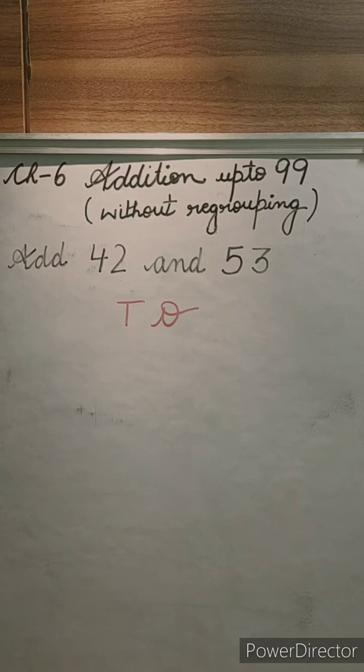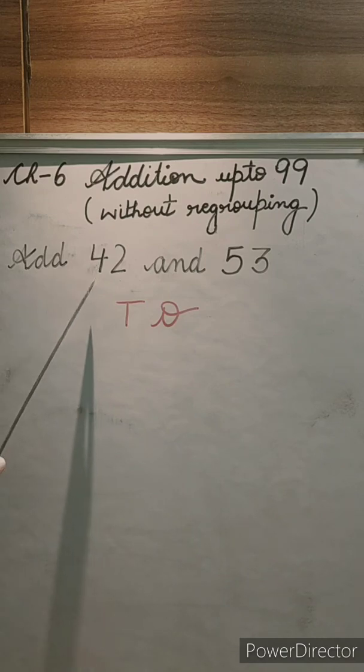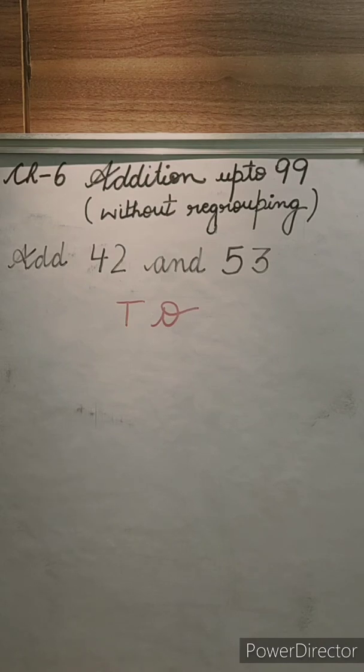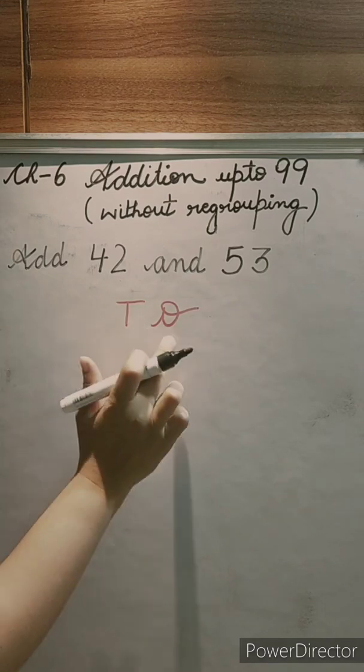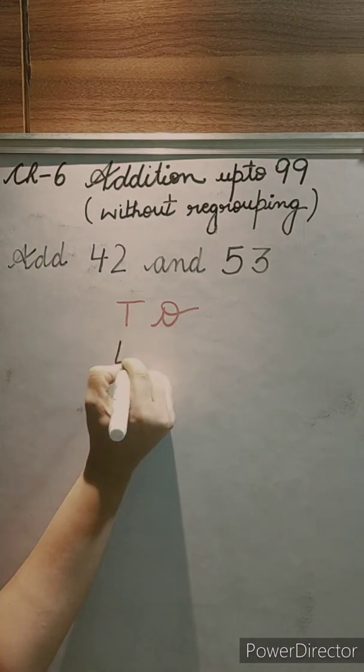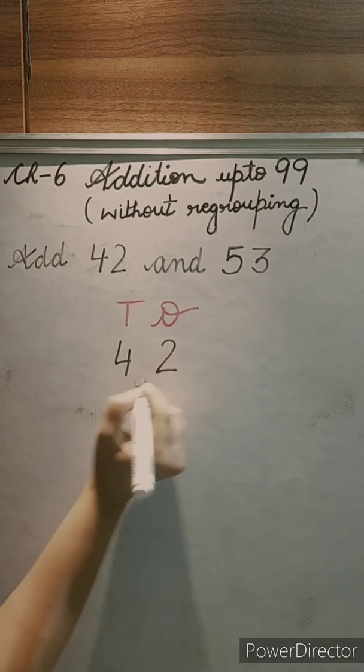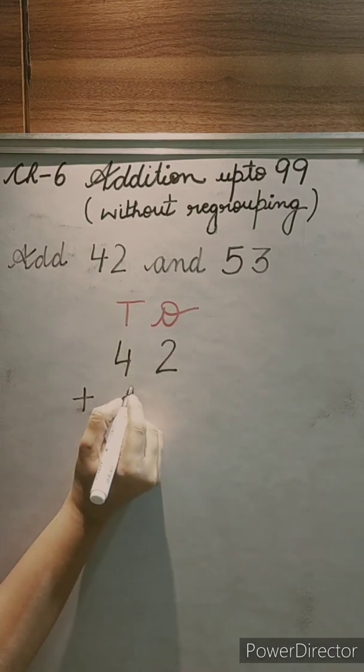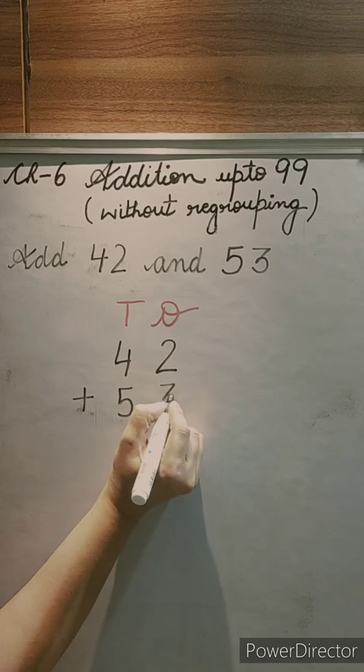So children, come to one more example. You have to add by keeping those three steps in your mind. Add 42 and 53. Now what will be our first step? Our first step is to write the numbers in proper columns, tens and ones. 42 plus 53.